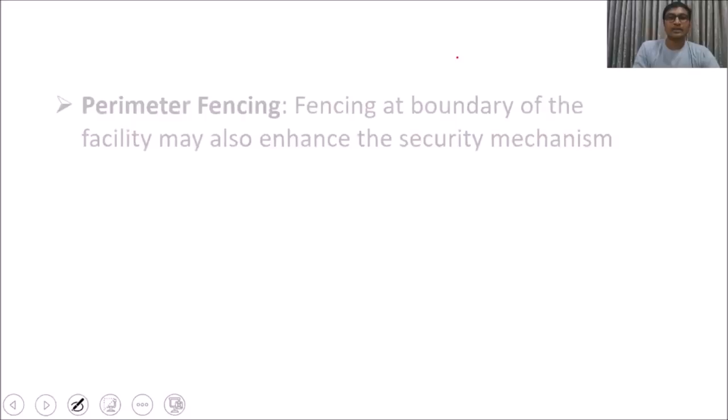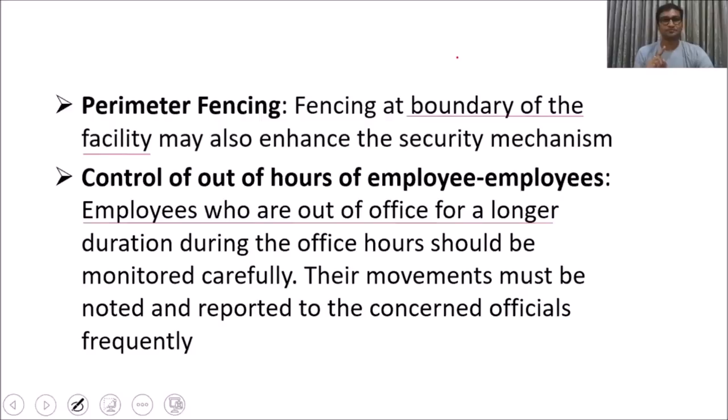Apart from that, perimeter fencing. I hope you have seen around buildings that your building is separated from another building by walls, and above the walls you will find metal shields, so no one can cross those walls to enter the other building. They are known as perimeter fencing.